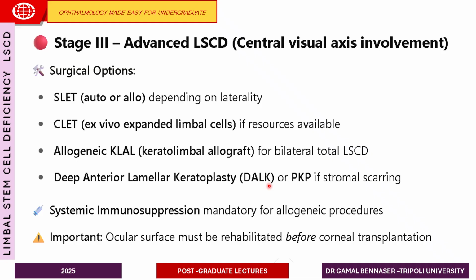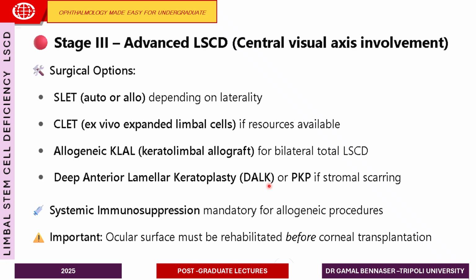So even with medical treatment, there will be not much improvement in the patient's symptoms and complaints, and you need to go directly for surgical interventions, as I said before, based on the laterality, whether it is unilateral or bilateral disease. Broadly speaking, if it is unilateral, we'll go for autologous grafts. However, if it is bilateral, we'll go for allogenic grafts.